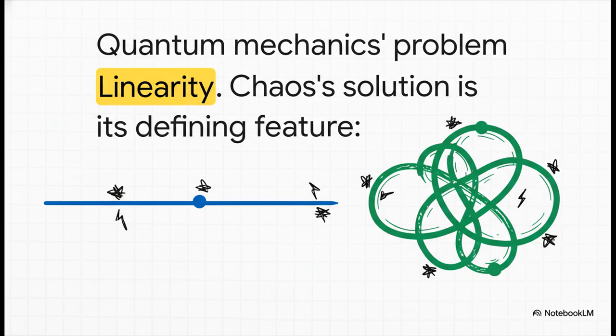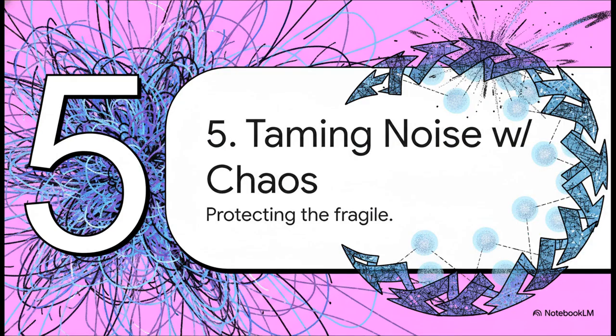The very thing that defines quantum mechanics, its linearity, is what makes it so fragile. And the thing that defines chaos, its non-linearity, that holds the key. So get this. One world's greatest weakness is solved by the other's defining characteristic. How cool is that? Okay, that sounds pretty amazing in theory, but how does it actually work?